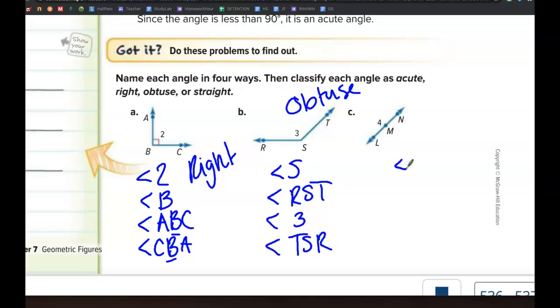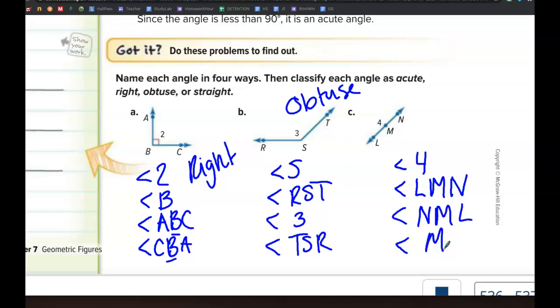Callie, what's one way to name C? Angle 4. Another way, Addie? Perfect. Another way, Jacob? And the last way, Damien? Angle M, because it's in the middle. And Sean, how would you classify it? Questions on any of those now?